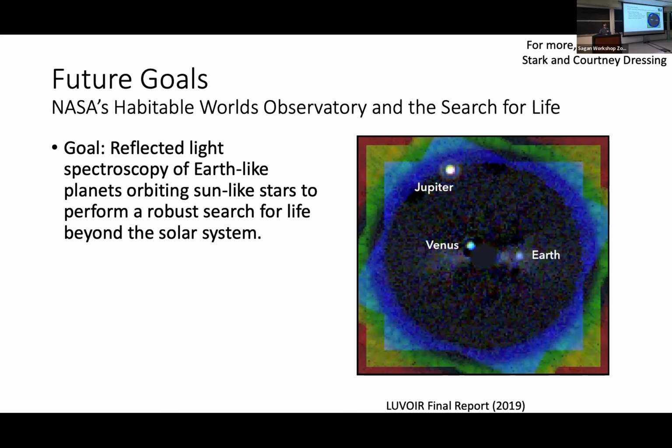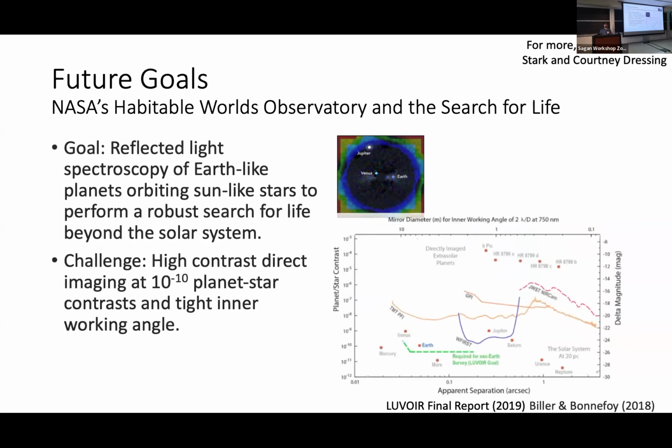Looking even more forward to the future, I'm really excited, as I hope you are as well, about the Habitable Worlds Observatory and its capability to search for life. And so the goal here, of course, is to obtain reflected light spectroscopy of an Earth-like planet or many Earth-like planets orbiting sun-like stars to perform a robust search for life beyond the solar system and in the solar neighborhood. And the challenge here, of course, is to push our contrast to 10 to the minus 10 to access the reflected light of Earth-like planets in the habitable zones of sun-like stars.